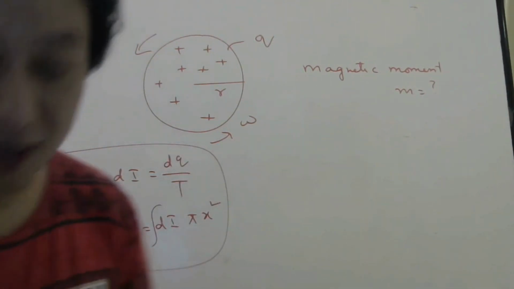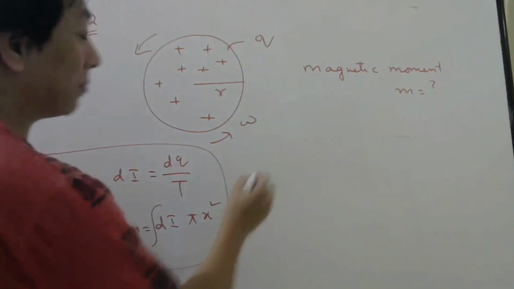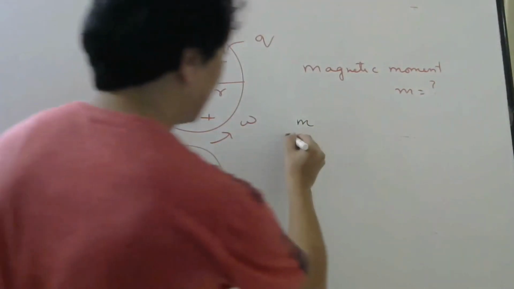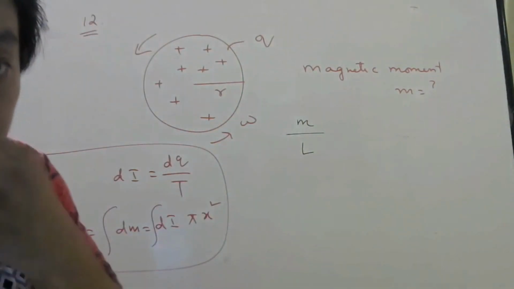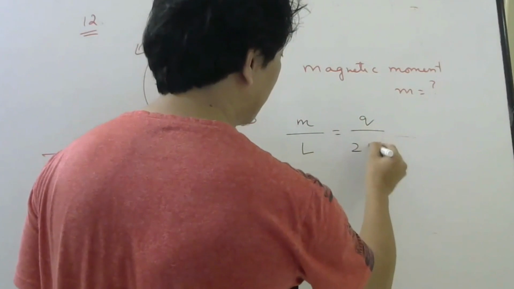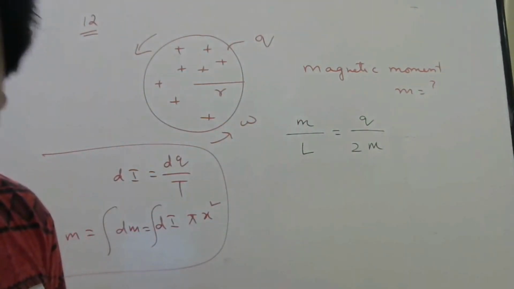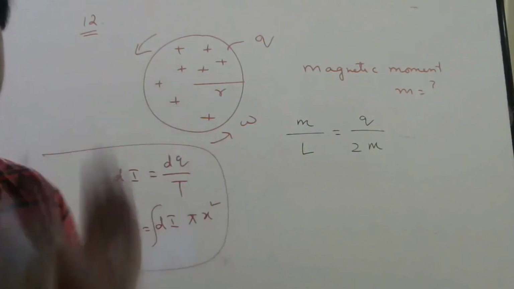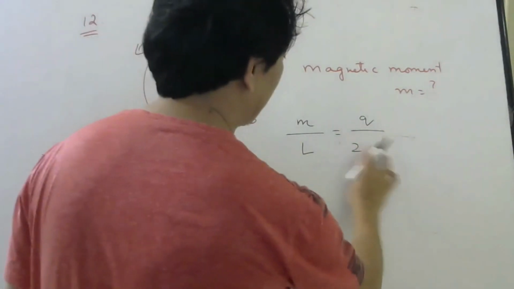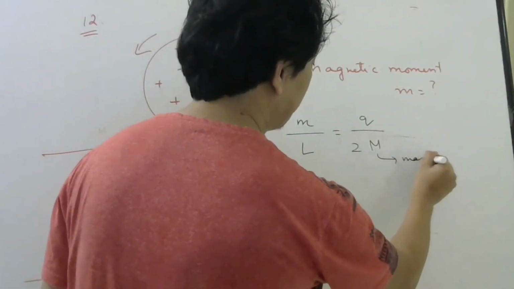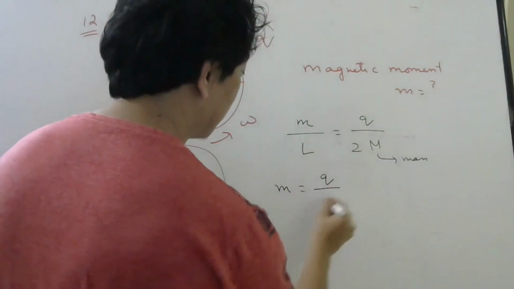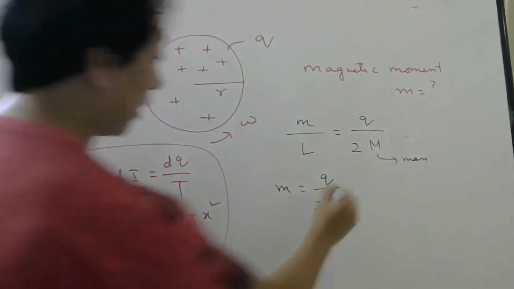Like this we can do, but we will apply one shortcut. There is something called the gyromagnetic ratio, which says magnetic moment divided by angular momentum is always equal to charge divided by twice the mass of the object. Here the object is a disk. Now be careful, this m, let me write capital M, is mass. So if you can remember this formula, just cross multiply. Magnetic moment will be charge divided by twice the mass into angular momentum.